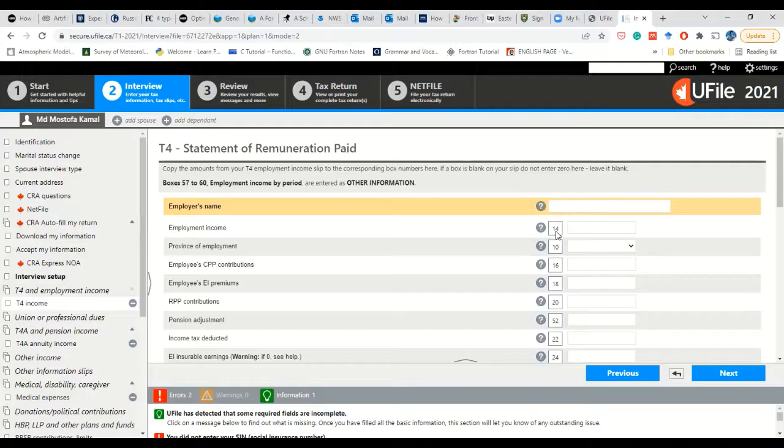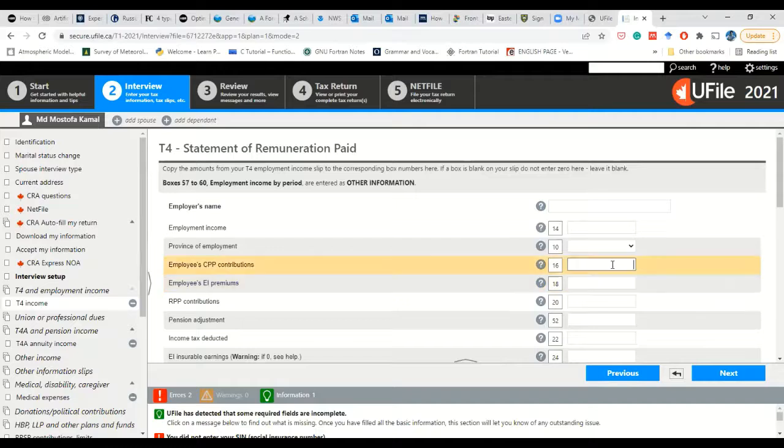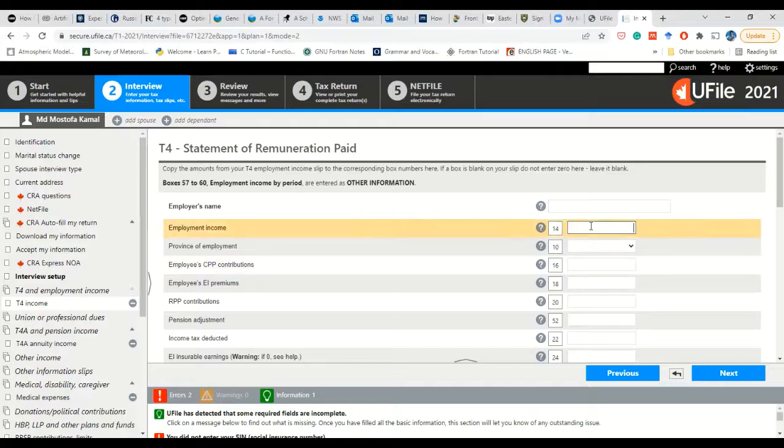Let's say in your T4 boxes, I showed you the employment insurance premium. For me, I think I paid around $32. You just need to transfer that information. For the CPP contribution, I think I provided around $77. And for employment income, I think I made around $2,200. Those are the things you just need to match.